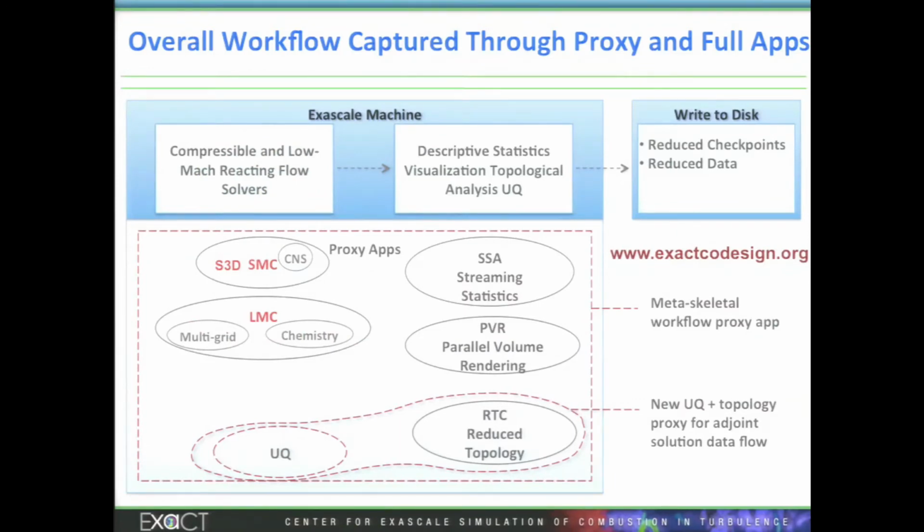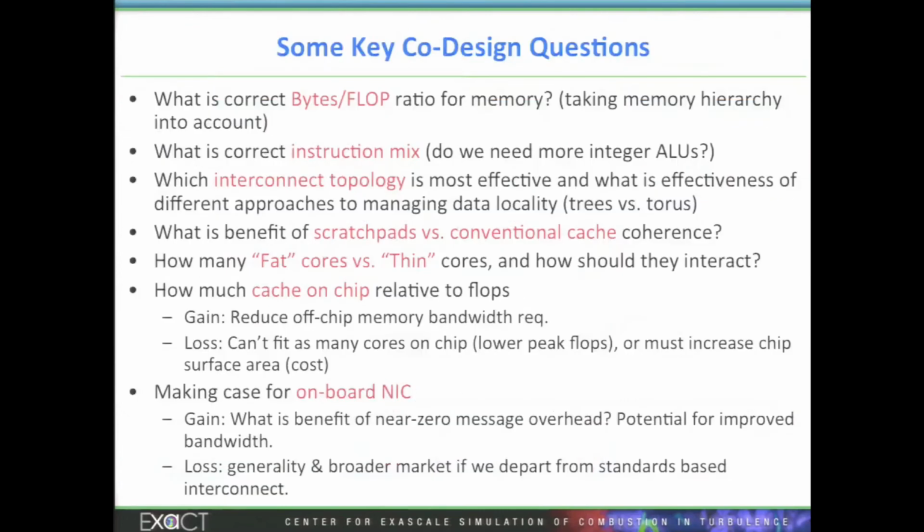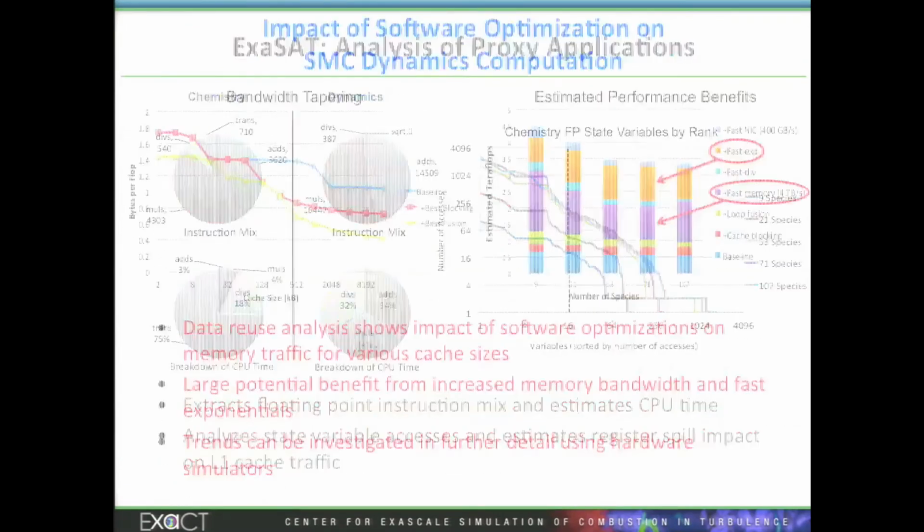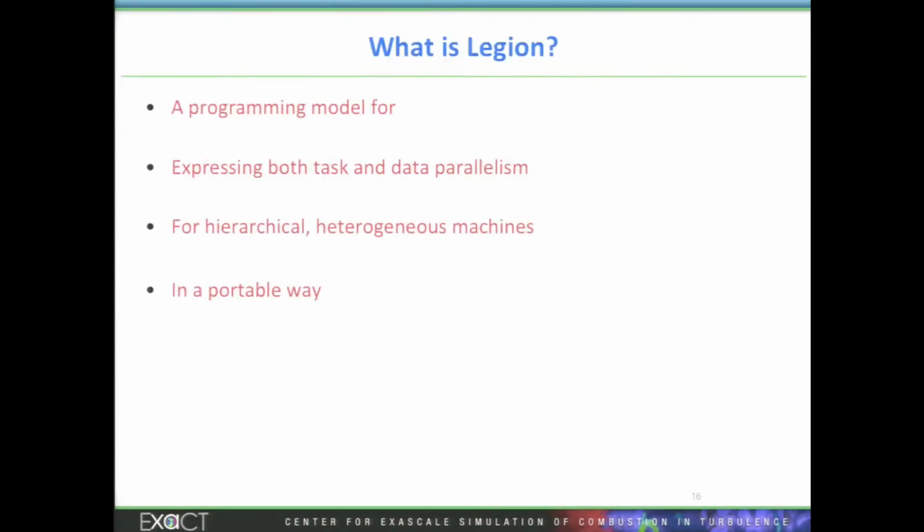So in our center, we've created a number of proxy apps. You can download them from our website, exactcodesign.org. I won't list all of these proxy apps, but they have to do both with the solver as well as with the UQ workflow. I'll skip over some of this, but I want to say a few words about Legion and its use in the context of combustion.